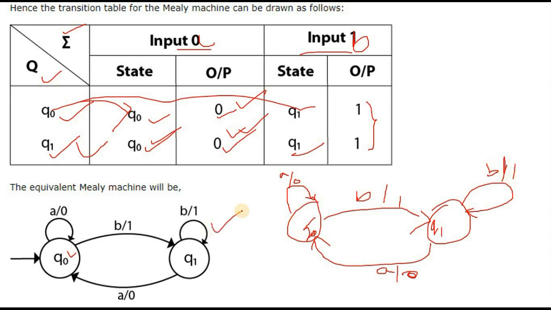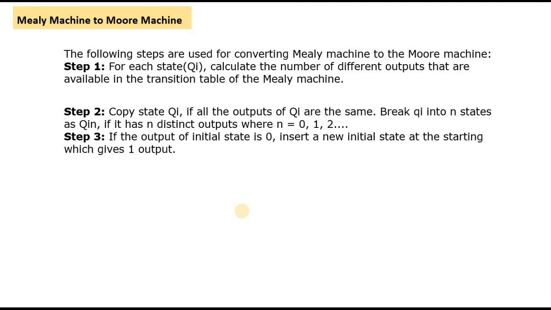This is how you need to draw the conversion diagram. And now I am going to tell you the Mealy machine to Moore machine conversion. So this is vice versa, right? So Mealy to Moore, Moore to Mealy, these two. Okay. So now what are the basic steps? Step one: for each state Qi, you need to understand how many states are present in the problem. Calculate the number of different outputs that are available in the transition table for a Mealy machine.